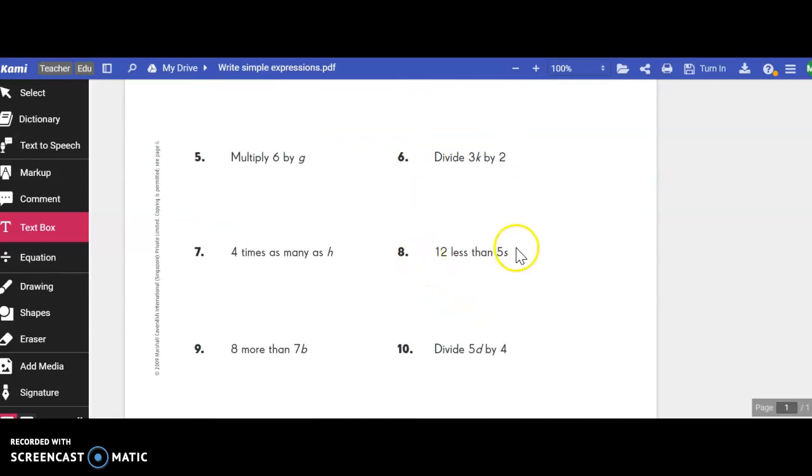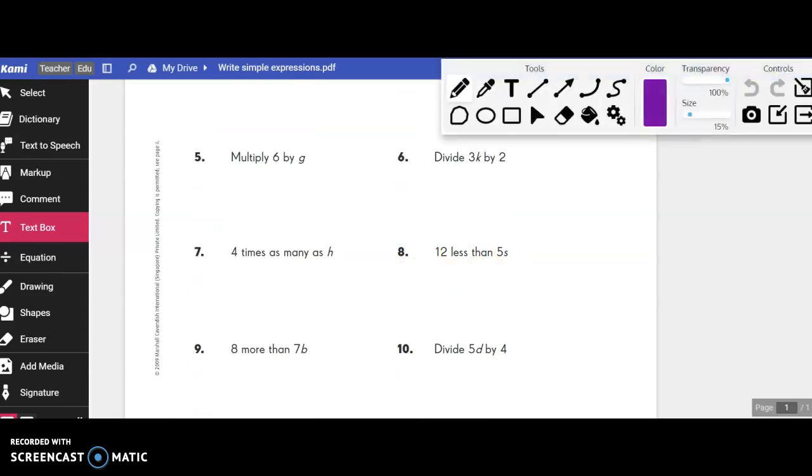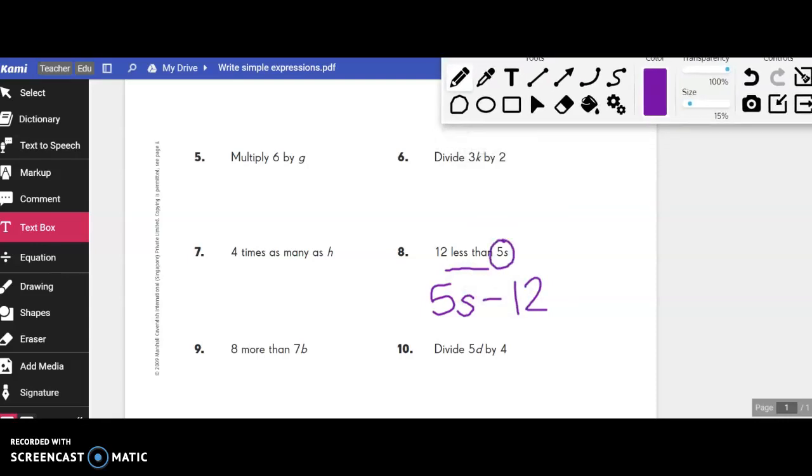So let's look at number 8. 12 less than 5s. Okay, well let's think, okay, what does less than mean? Okay, less than means minus, but it's less than 5s. So that means we need to start with 5s, and we're taking away 12. So if it has like 5s or 3k or something like that, we keep that as a group.